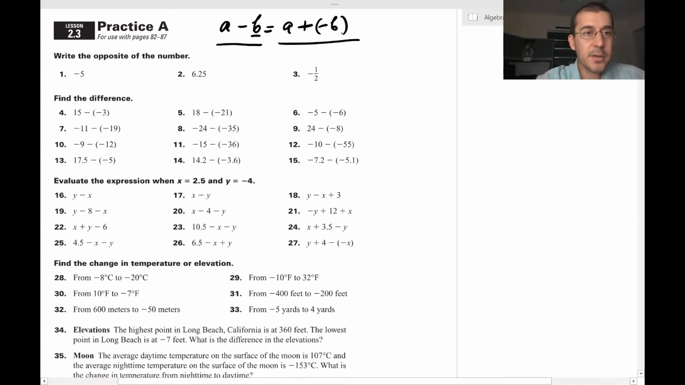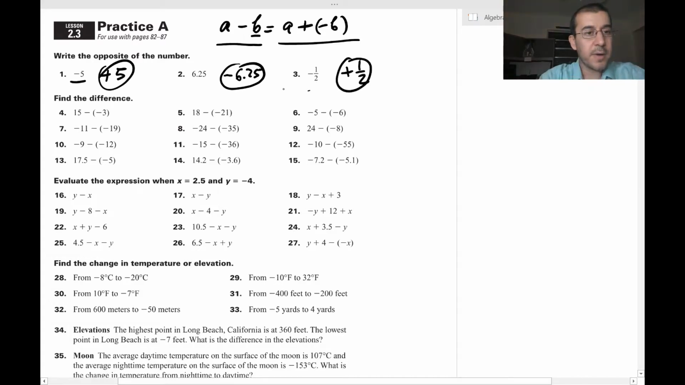So let's start with practice A. First problem, write the opposite of the number. So the opposite of minus 5, we just change the sign, right? So this is plus 5. The opposite of minus 5 is plus 5. The opposite of 6.25 is negative 6.25. The opposite of minus 1/2 is positive 1/2.